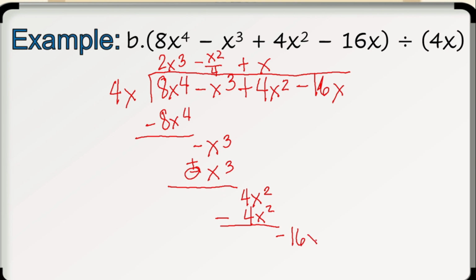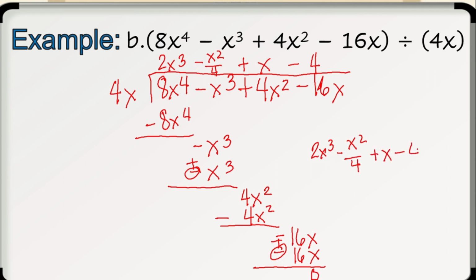Negative 16x divided by 4x is negative 4. Negative 4 times 4x is negative 16x. Subtract, change the sign of the subtrahend, then add. So we have 0. Therefore, our answer is 2x cubed minus x squared over 4 plus x minus 4.